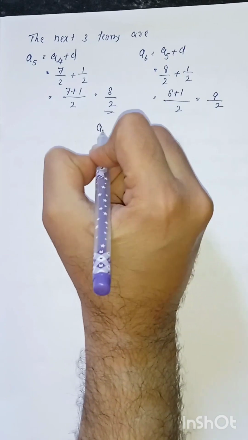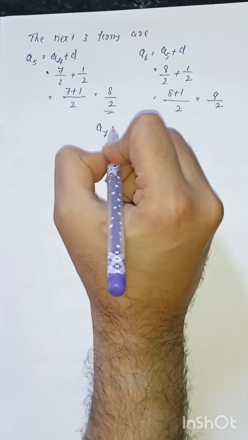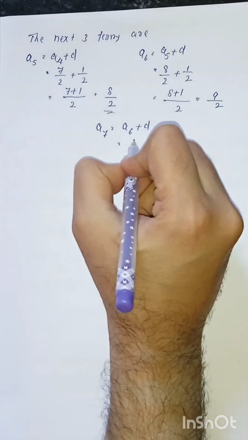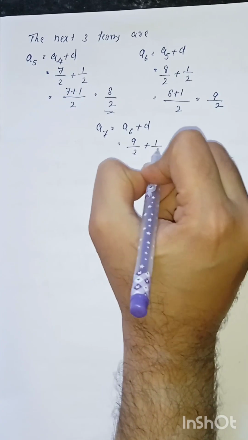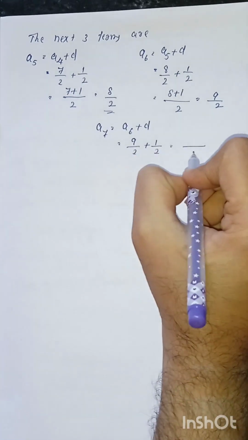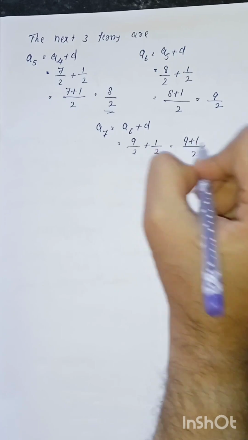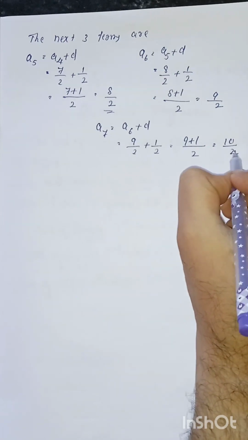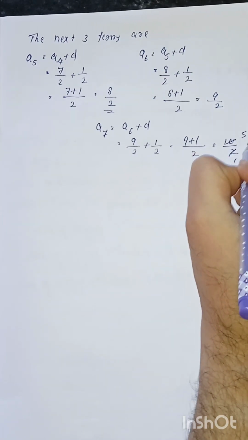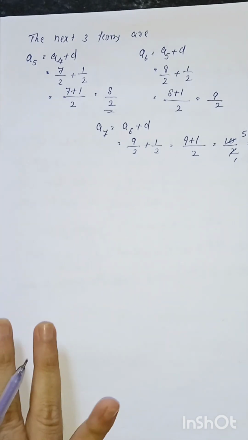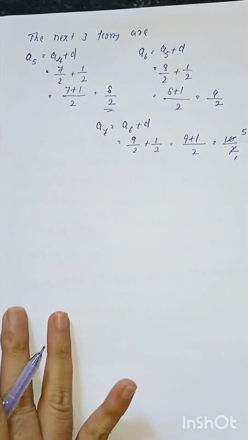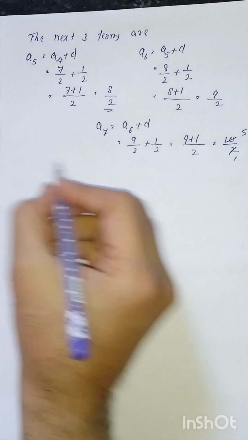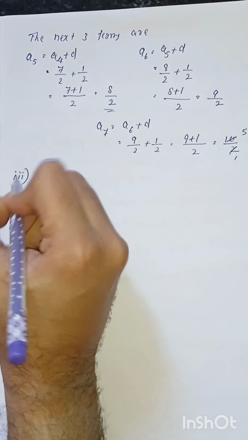In the same way, now the third term, as asked to calculate, A7, that is A6 plus D. What is A6? 9 by 2, and the common difference is 1 by 2. So we can take LCM as 2 and take 9 plus 1. Your answer is 10 by 2. So you can also say the 2 ones, 2 fives, the answer is 5. So the next three terms are 8 by 2, 9 by 2 and 5. Yes, let's do the third problem.